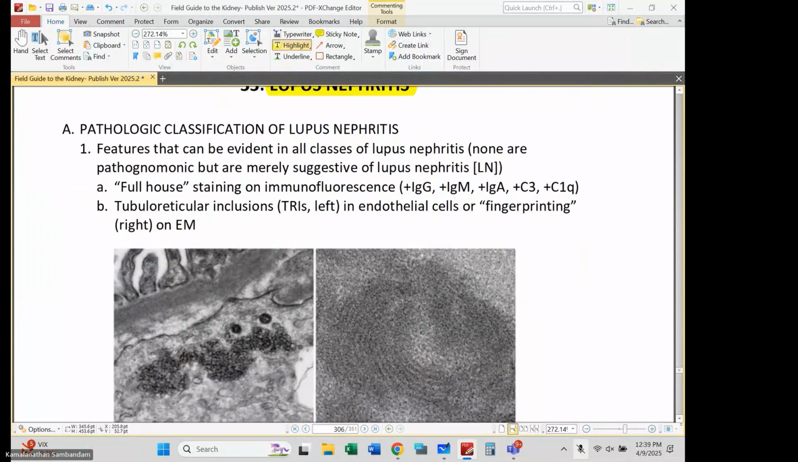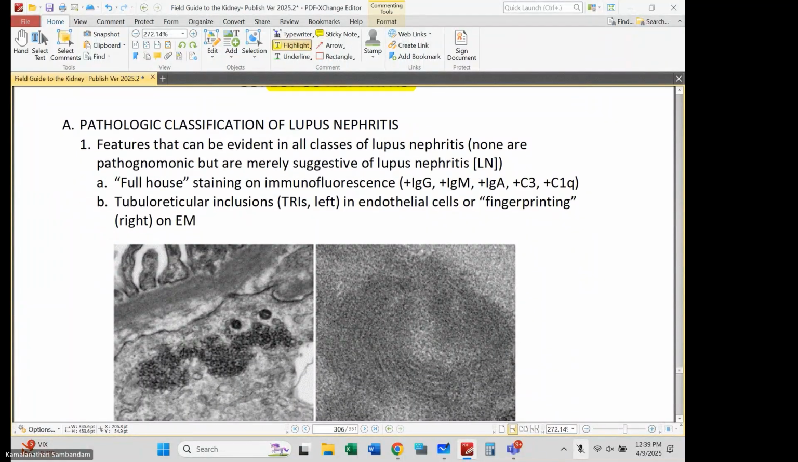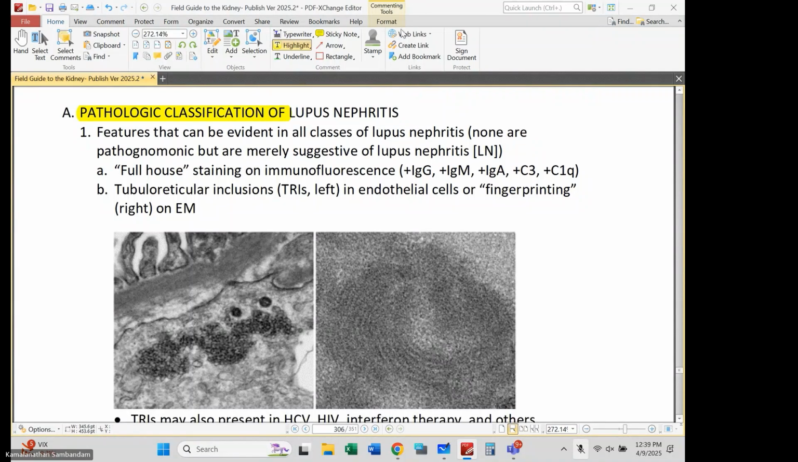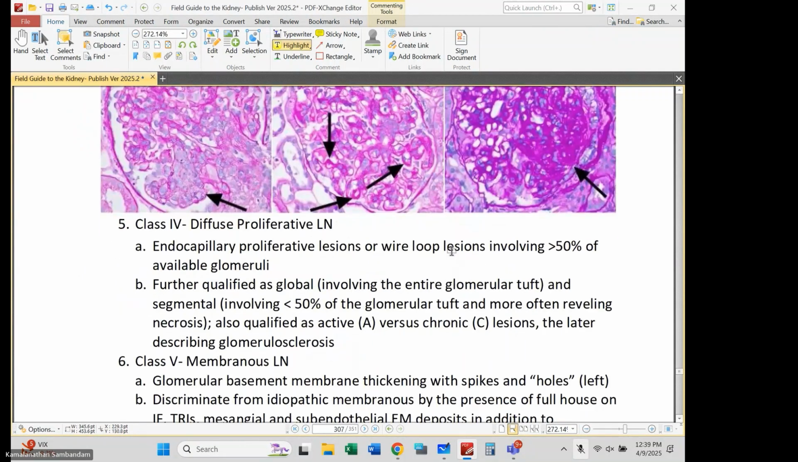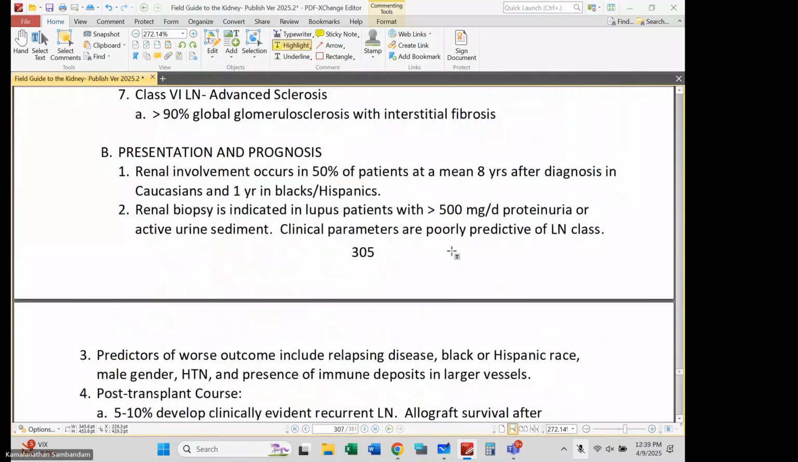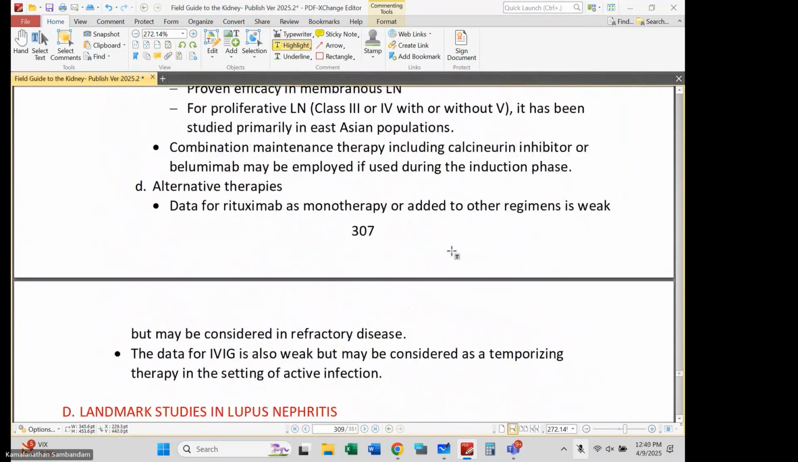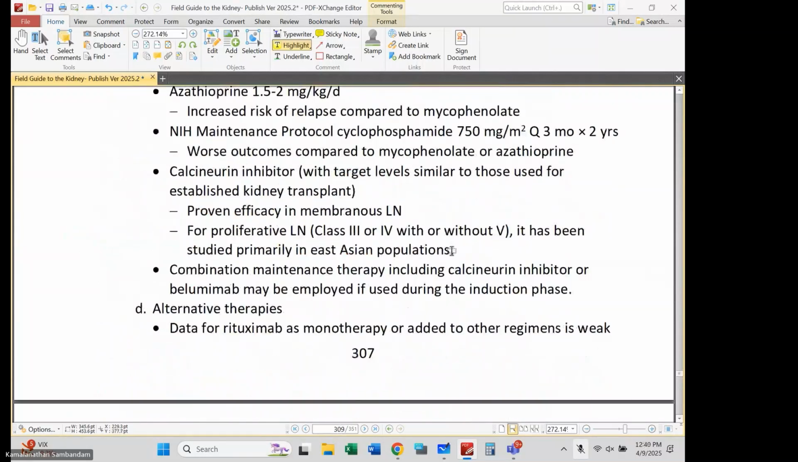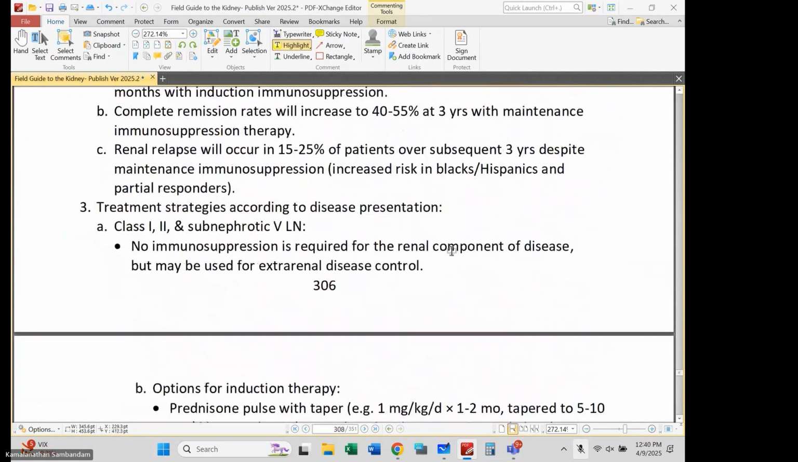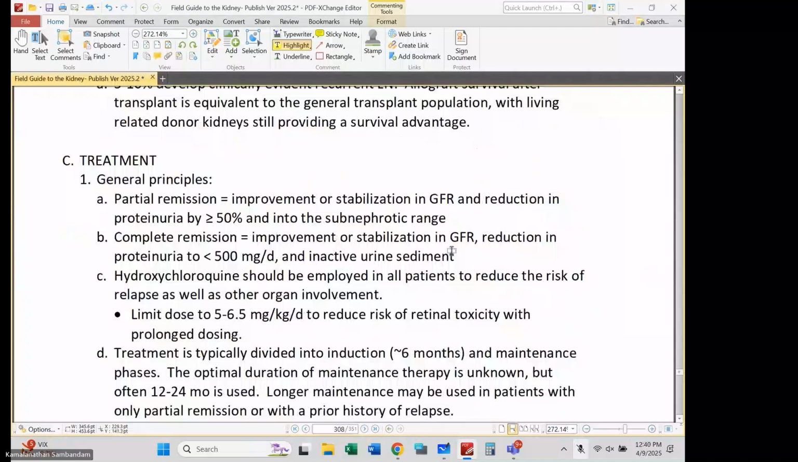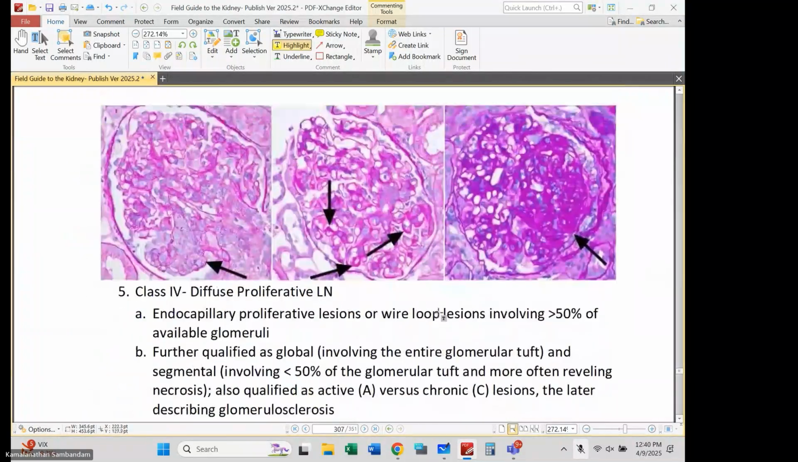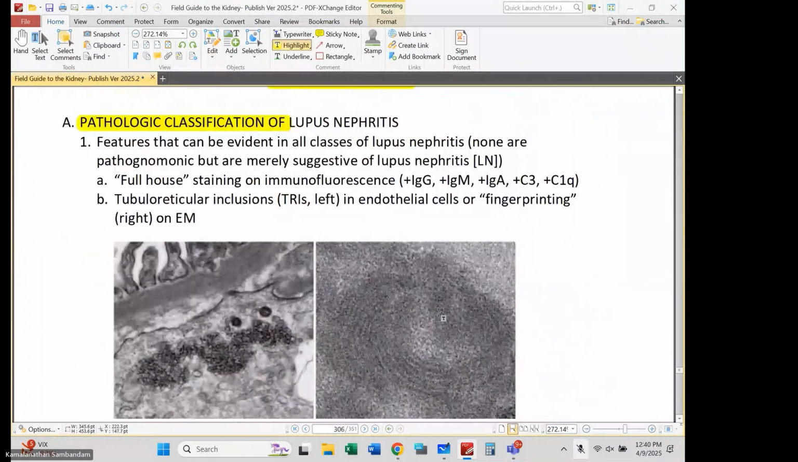Let's talk about lupus nephritis then. First, we'll go over pathologic classification of lupus nephritis, then we'll be moving on to presentation and prognosis, and then you can think, of course, you always cradle the conversation of treatment within a conversation around prognosis. Okay, so let's move to pathologic classification system.